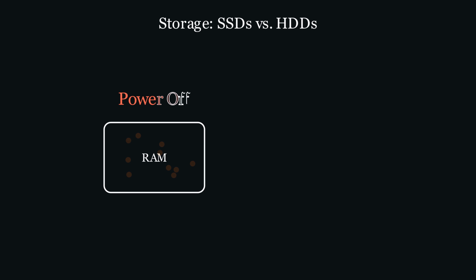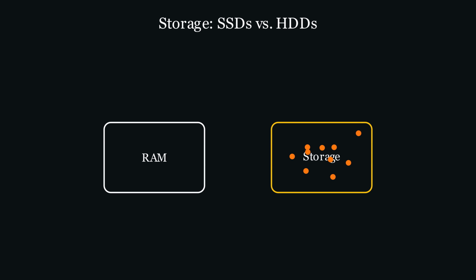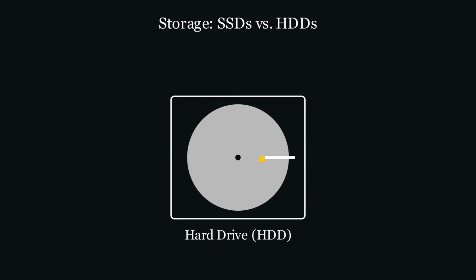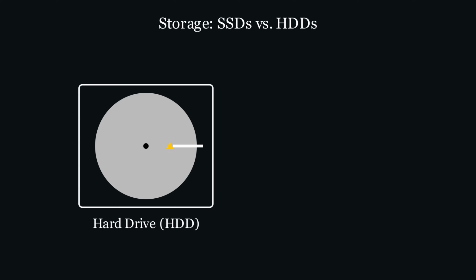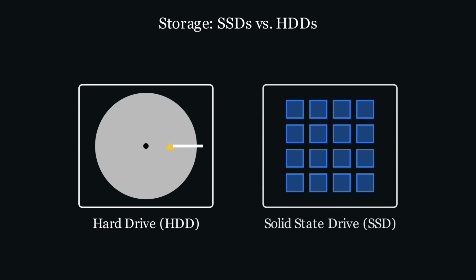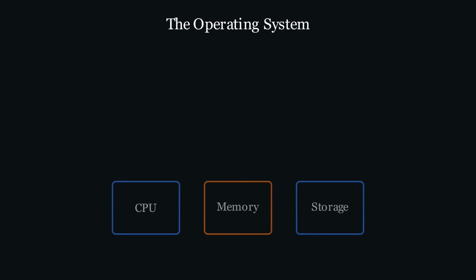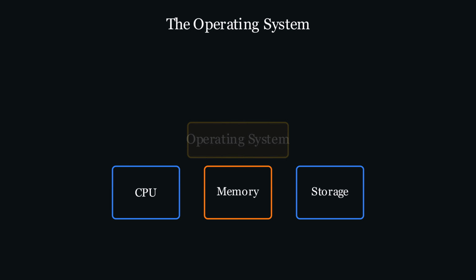For anything that needs to survive a restart, computers use persistent storage. A hard drive stores data magnetically on a spinning disk, physically moving a read head to find it. That physical motion is what makes it comparatively slow. A solid-state drive stores the same data electronically, with no moving parts at all, which is why it's so much faster. Every one of those components, CPU, memory, storage, needs a coordinator. That's the operating system's job.